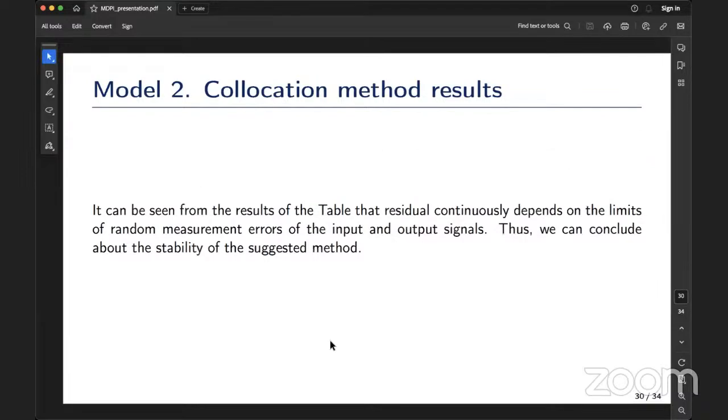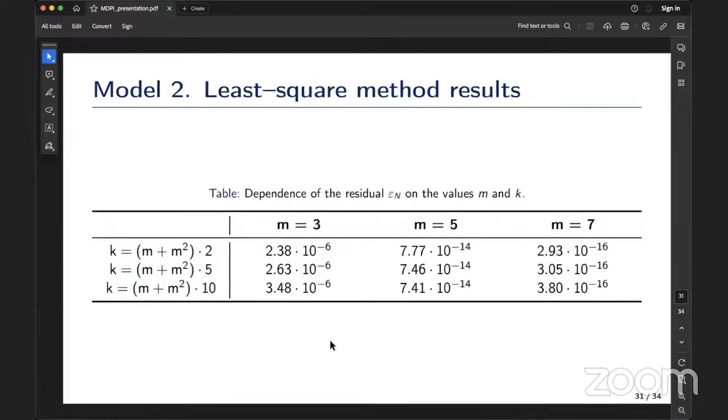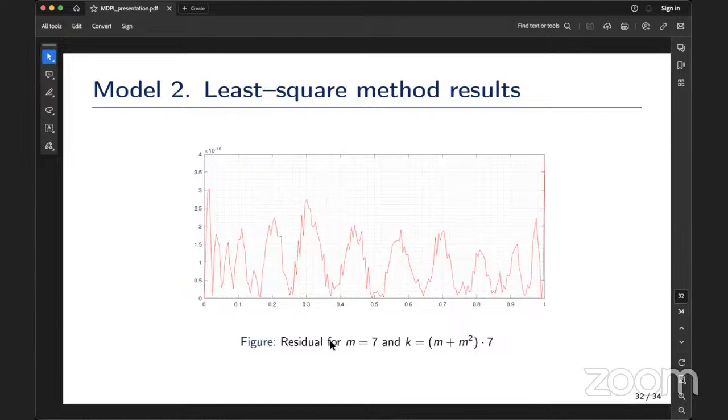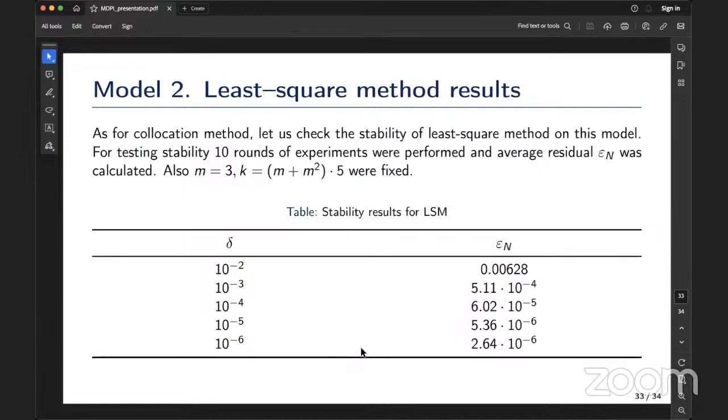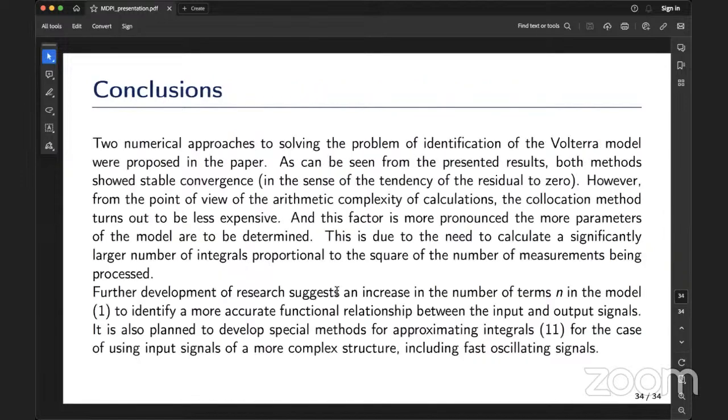We can see that the residual continuously depends on the limit of the random measurement errors, both for input and output signal. We can conclude that the collocation method is stable, and similar results were obtained for the least square method. This figure shows the residual for m equal to 7. So this is the stability for the least square method.